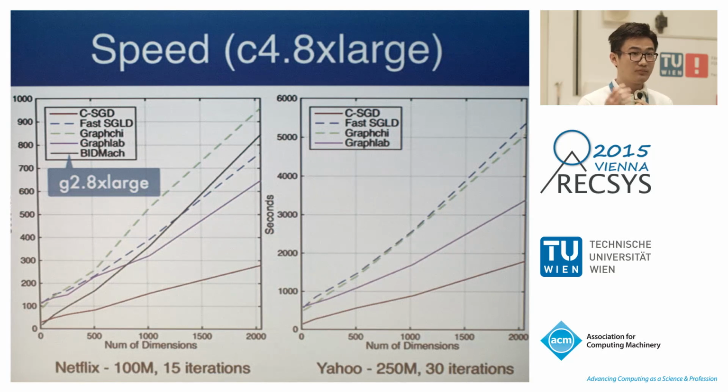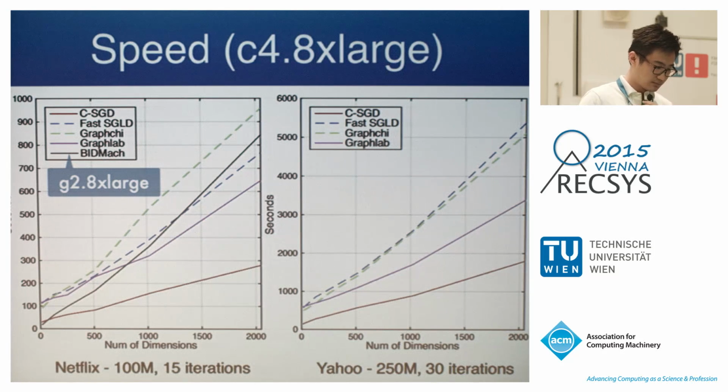We compiled our cache efficient SGD algorithm and the fast SGLD implementation, which is actually the differentially private algorithm, and compared with GraphChi, GraphLab, and BidMach. BidMach is a GPU framework implementation. It's distributed. We run it on a g2.8xlarge, which has 4 GPUs, with each GPU having 4 gigabytes of memory.